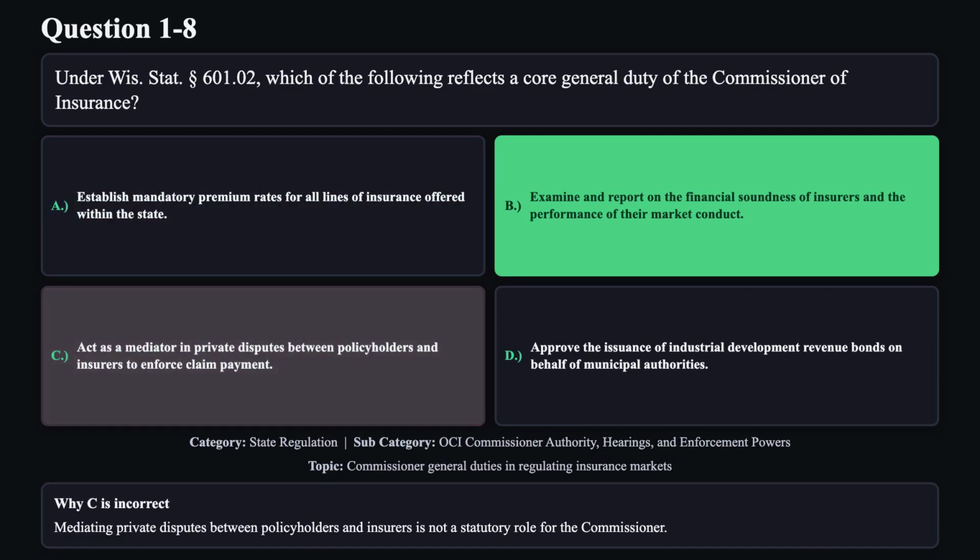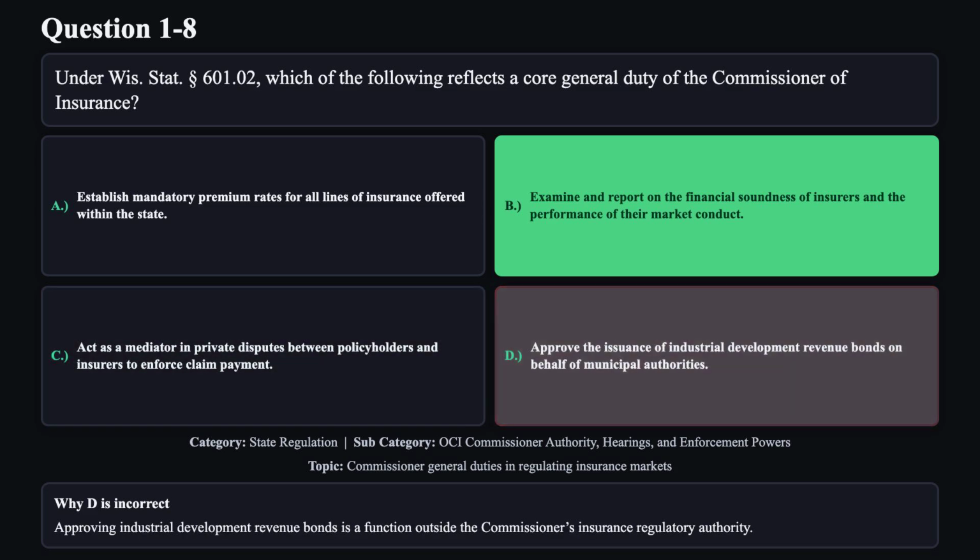Reason C is not correct. Mediating private disputes between policyholders and insurers is not a statutory role for the Commissioner. Reason D is not correct. Approving industrial development revenue bonds is a function outside the Commissioner's insurance regulatory authority.